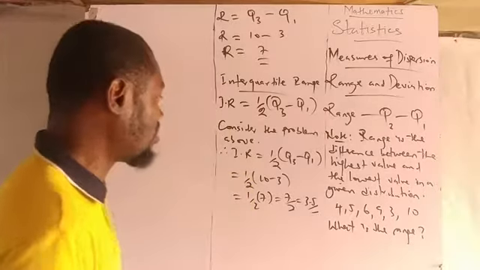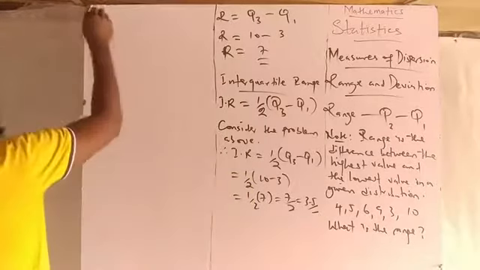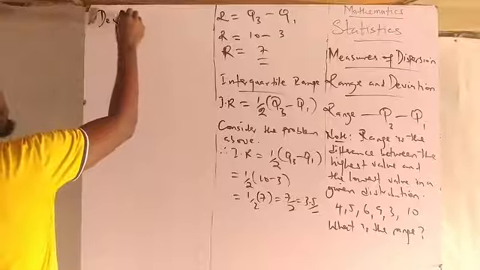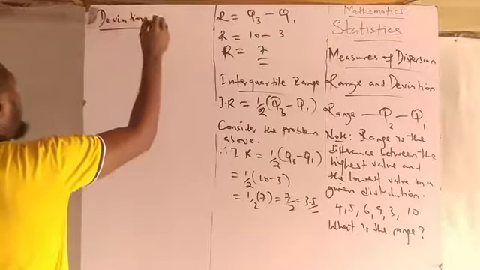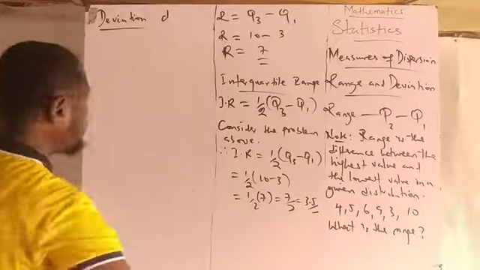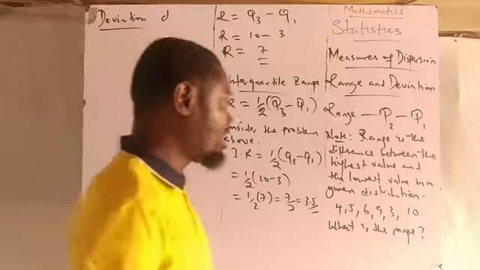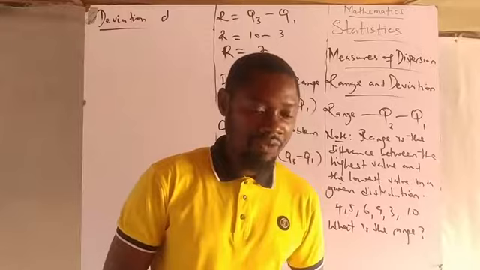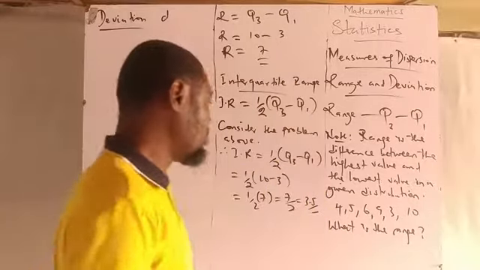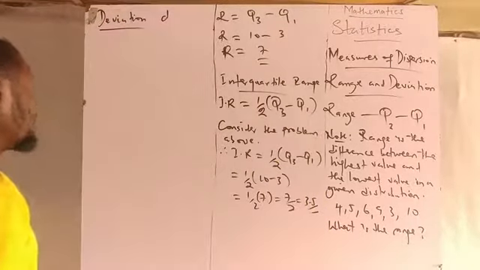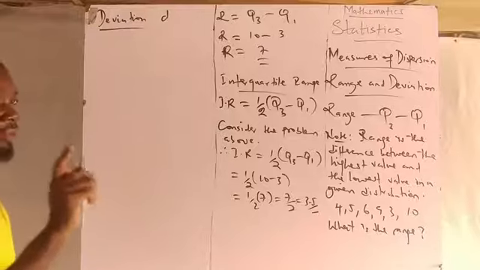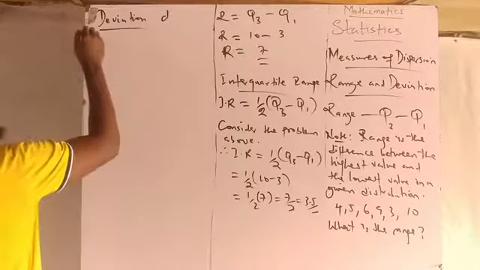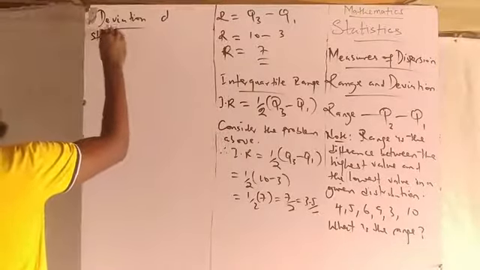Let's look at deviation quickly. Deviation is denoted with the symbol D. How do you calculate the deviation of a given distribution? The first step you should note is the steps to consider.